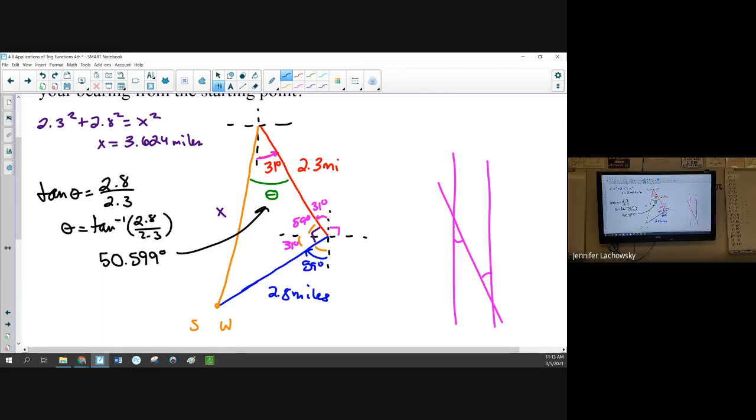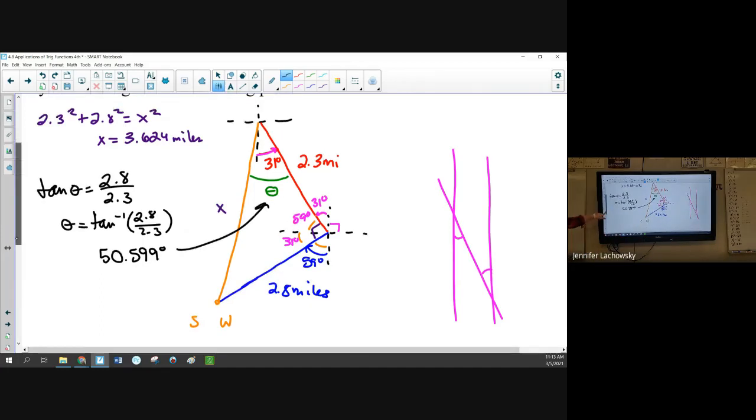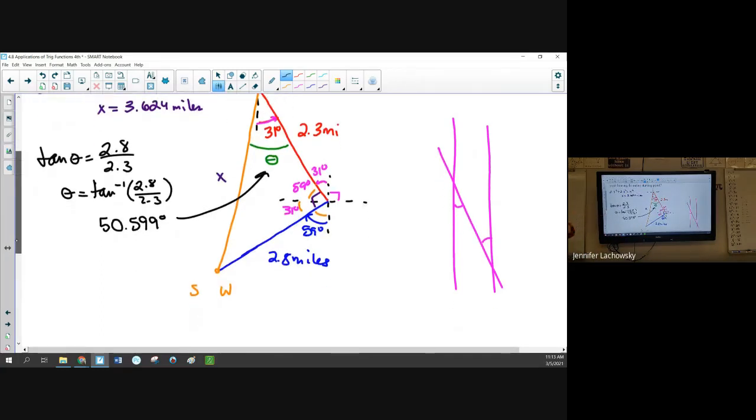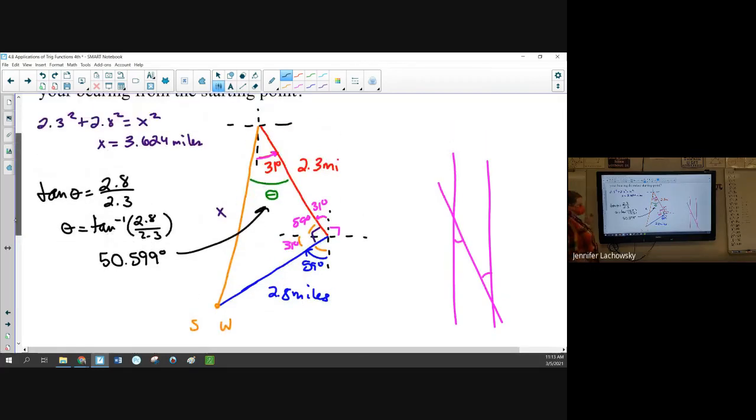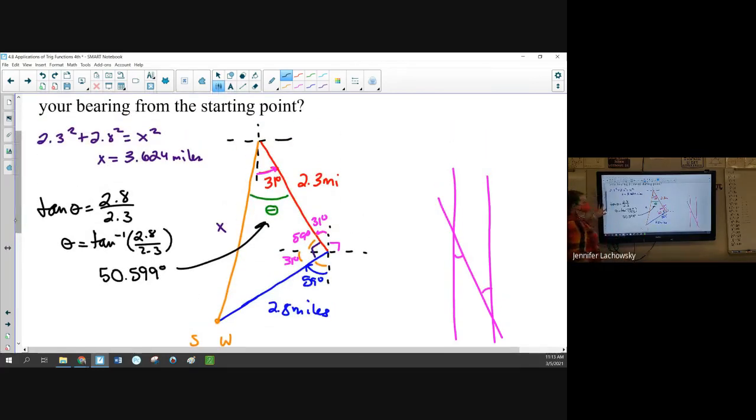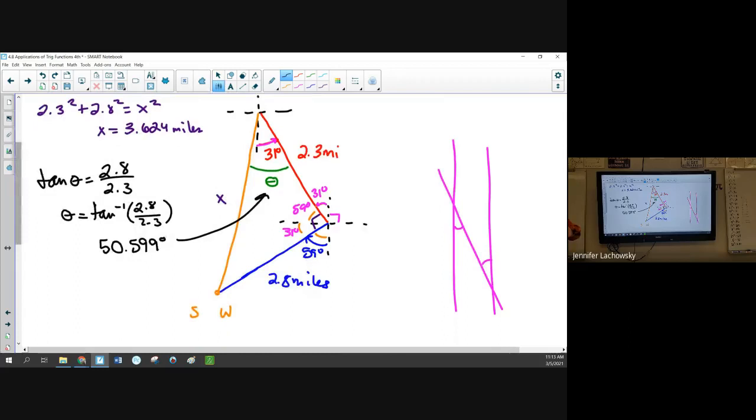What are we going to do now? Over 31, it's going to be south, something west. That's going to be south 50.599 degrees west. Are you sure? What do you think? No, because you just have to subtract 31 out of it.